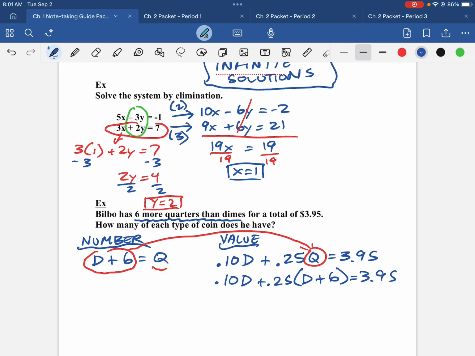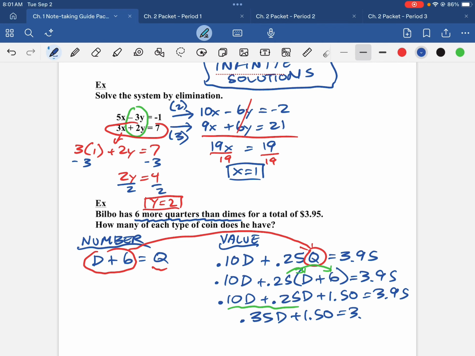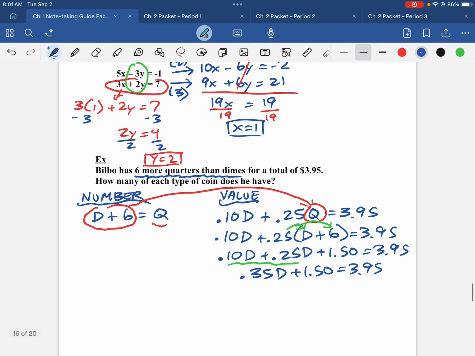Okay, and now I've got an equation that has just one variable, and I should be able to solve this. Make sure you use parentheses when you substitute, because that will remind you that the next thing to do is distribute. So I'm distributing the 0.25. 0.25 times 6, let's see, 6 quarters would be $1.50. Okay, and then I'll combine these like terms into 0.35d. Okay, and now I'll subtract 1.50.